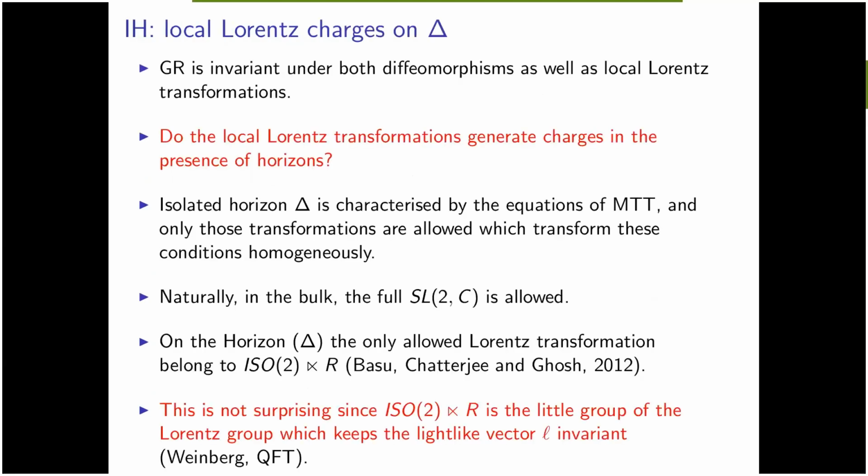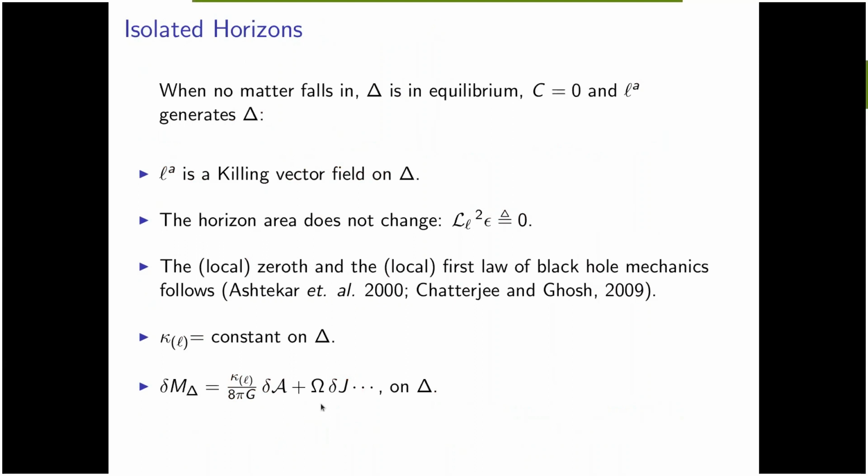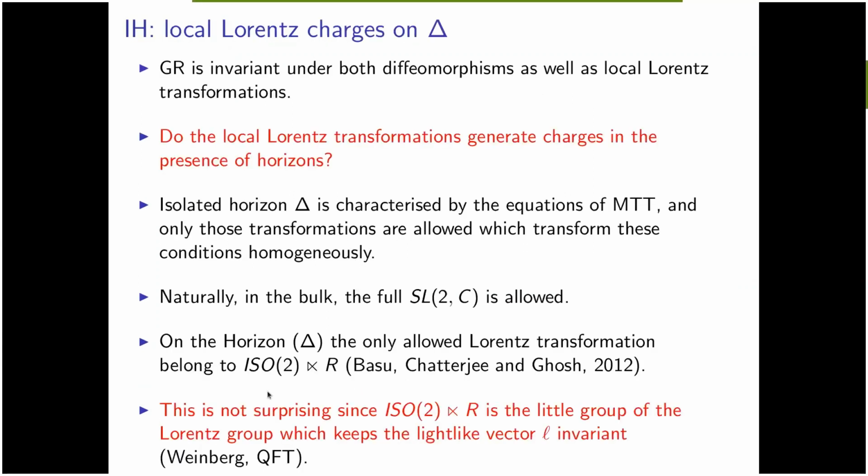But let's look at one more structure that has not been studied at all. What do we mean by the mass and angular momentum? For example, these are charges which are defined on the marginally trapped tube, but these are charges which are defined from diffeomorphisms. Is it possible that there are charges that can be formed from the local Lorentz transformations as well?